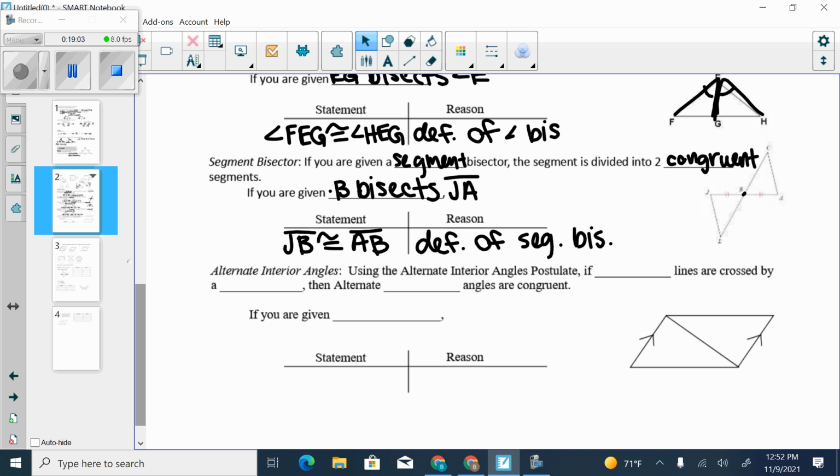So what did we have to have marked for us to know if we have alternate interior angles? Right, gotta have parallel lines being cut by some transversal, right? Some line that's going through them. So you gotta have parallel lines and a transversal. If you've got your parallel lines and a transversal, then you know you can have those alternate interior angles, which we know to be congruent.